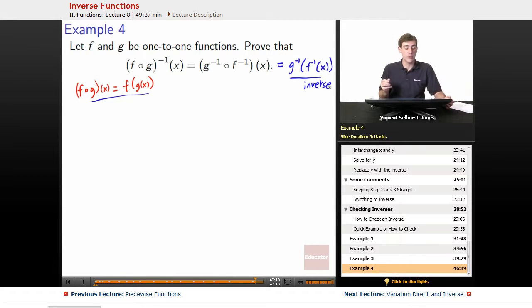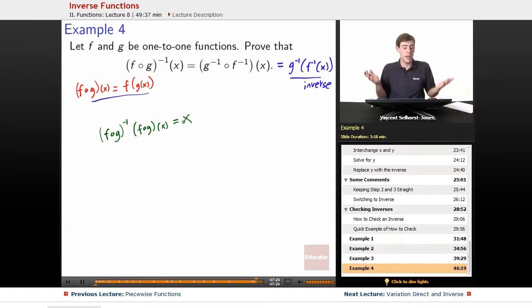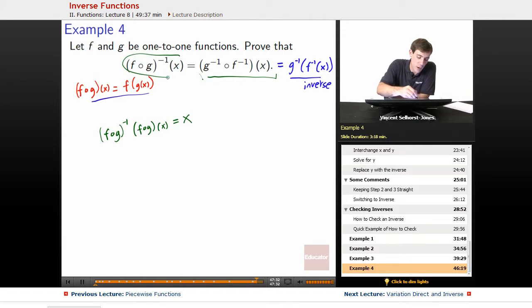That's what we're trying to prove. We know by the definition of how this inverse symbol works that (f composed with g) inverse acting on f composed with g acting on x is going to just leave us with x, as if we'd done nothing, because we're putting an inverse on something. So we want to show that this means the exact same thing as this right here. So let's just try it out.